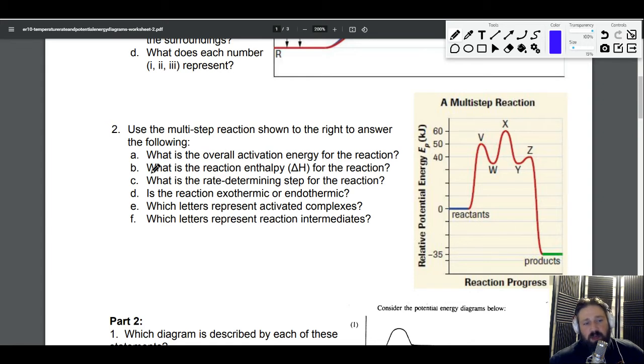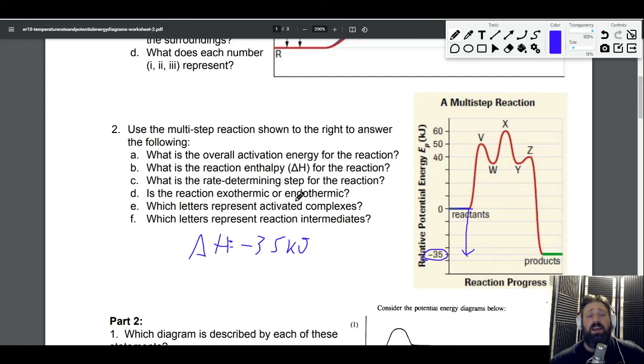All right, so B, what is the reaction enthalpy, delta H, of this reaction? This is something that's new we're talking about. When we say delta H, that means the reaction enthalpy. That means what is going on with the energy of this reaction, the potential energy in this reaction. Is it leaving? Is it gaining? What's happening? So we start here at our reactants, and the enthalpy of the reaction, we are losing energy. We're going down to our products. And in fact, it even has it right here, negative 35. So the reaction enthalpy, the delta H, is negative 35 kilojoules. That's what the delta H of this reaction is.